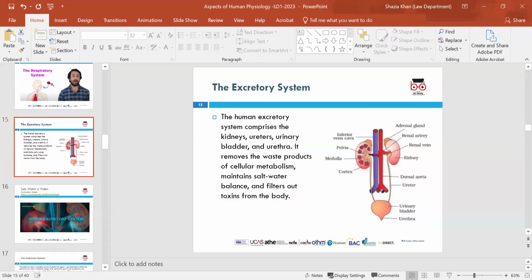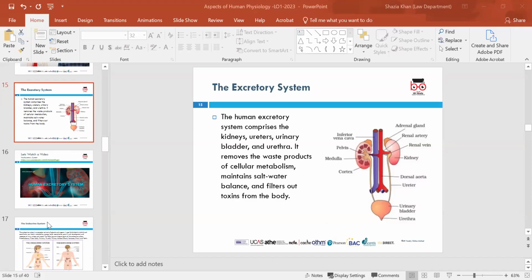The next one is the excretory system. The main excretory organs include your kidney, ureter, urinary bladder, and urethra. Kidneys filter the blood, and urine is the filtrate obtained. Urine passes to the urinary bladder via the ureter and is expelled out of the body, and this is known as micturition. It removes waste products of cellular metabolism.